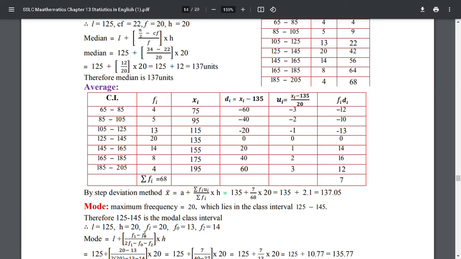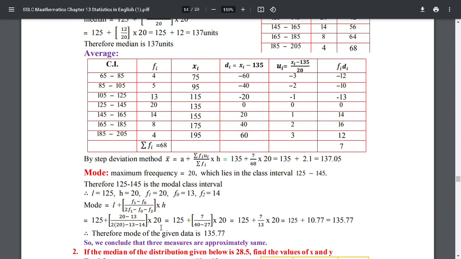In this problem, we can also find average. Column headings: first column class interval, second column Fi, third column Xi, fourth column Di is equal to Xi minus 135, Ui is equal to Xi minus 135 by 20, fifth column Fi Ui. Class intervals and frequencies: 65 to 85, Fi is 4; 85 to 105, Fi is 5; 105 to 125, 13; 125 to 145, 20; 145 to 165, 14; 165 to 185, 8; 185 to 205, 4. Total Fi is equal to 68.